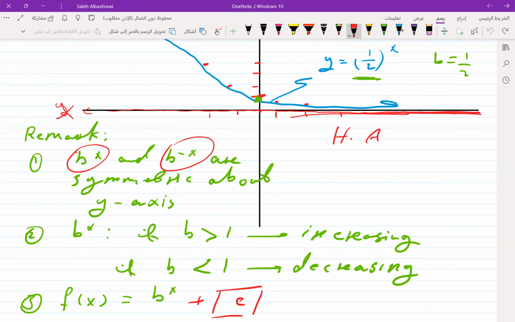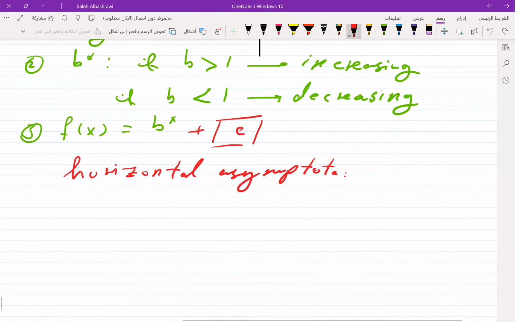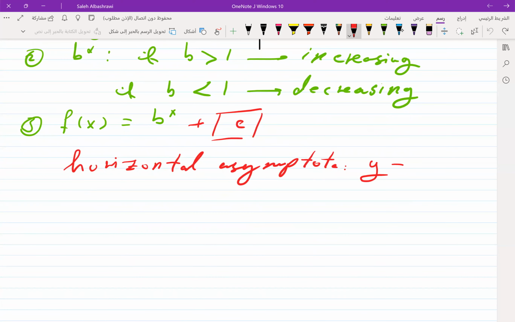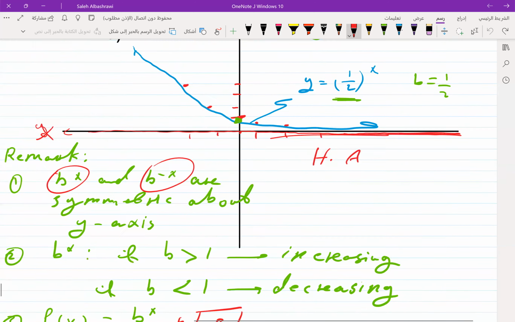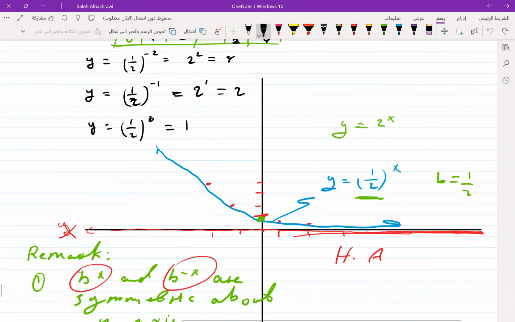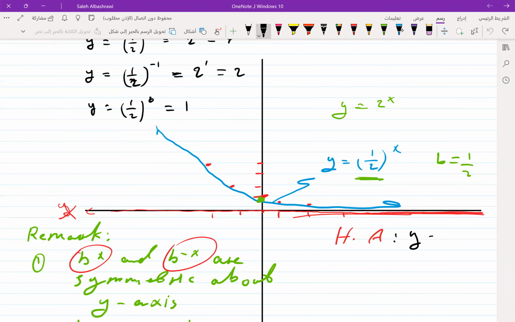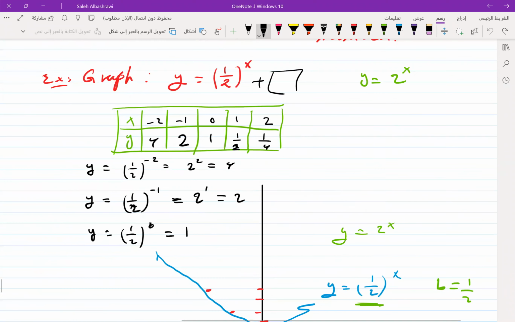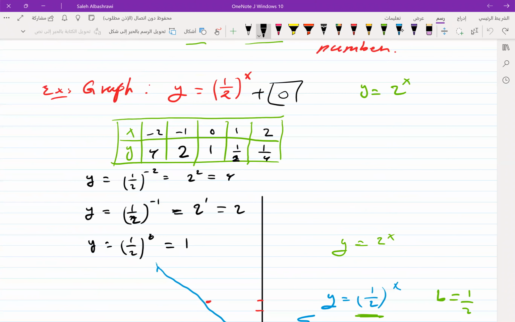HA, horizontal asymptote. The horizontal asymptote in this case will be y equal to c, this number in the function. In my example, I have y equal to 1/2 to power x plus nothing there. So the horizontal asymptote in this case will be y equal to 0. Since we don't have anything, it means 0. I will call this the horizontal asymptote.